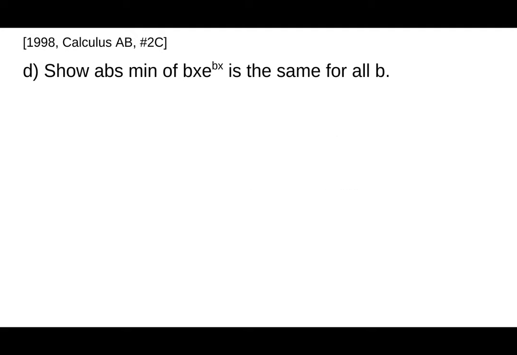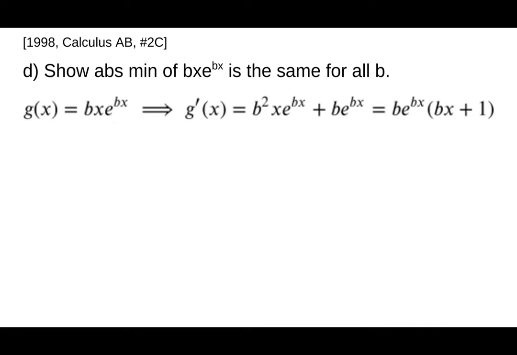In part D, we are asked to show that any function of the form bx times e to the bx has the same absolute minimum value for all values of b. Okay, so we're going to go about this in pretty much the same way. Okay, fine, b is some number. Let g of x be this function bx e to the bx. We have to find its derivative.